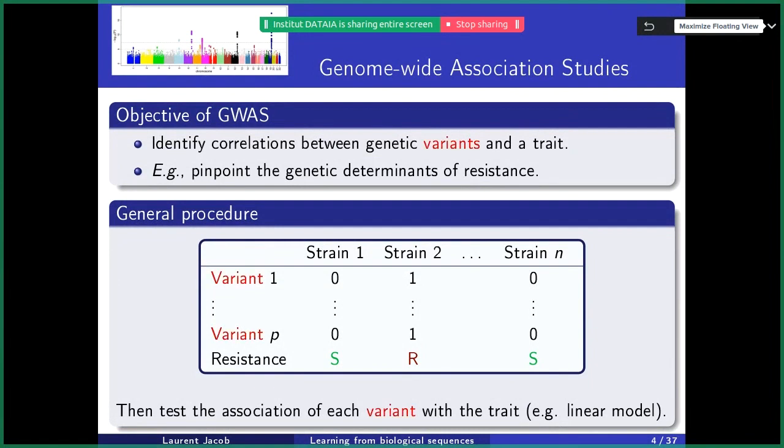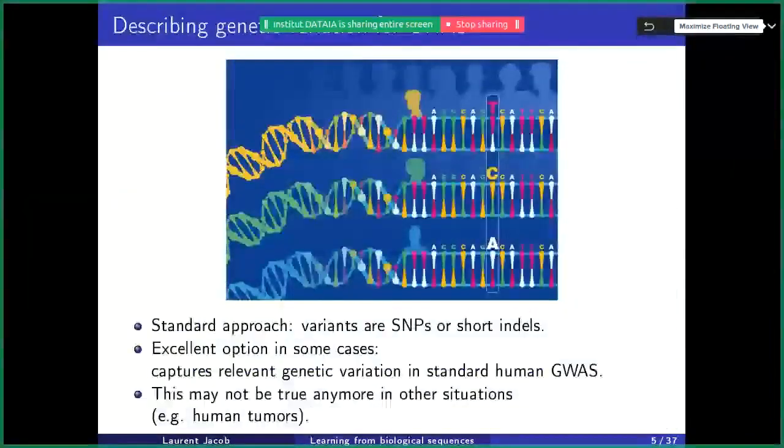And you see that here, the whole question is, what's a variant in this case? All the procedure I described relies on this definition of variant. And for a long time, I think it was not really a question, because mostly people were doing that for human genomes, healthy human genomes. And in this case, there is a standard and a very good way of representing gene variation, which is the SNPs, the single nucleotide polymorphism.